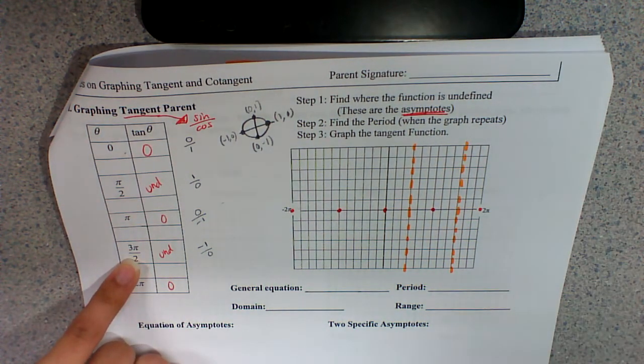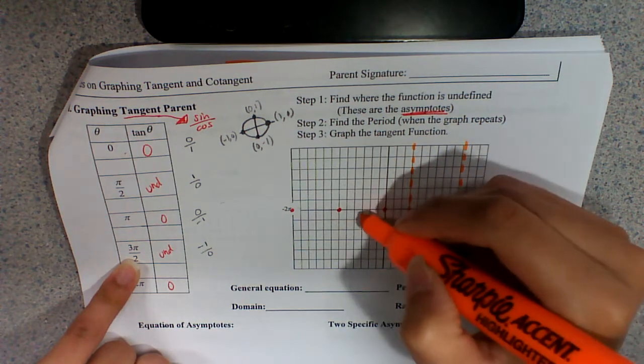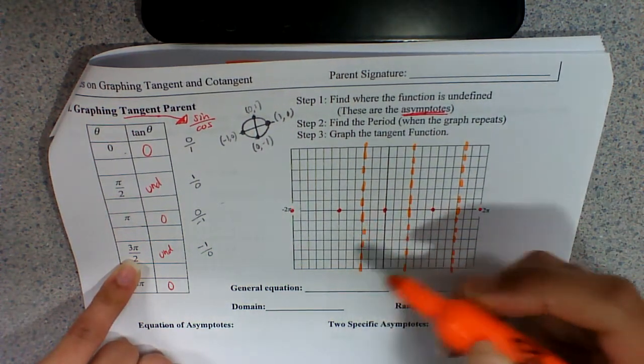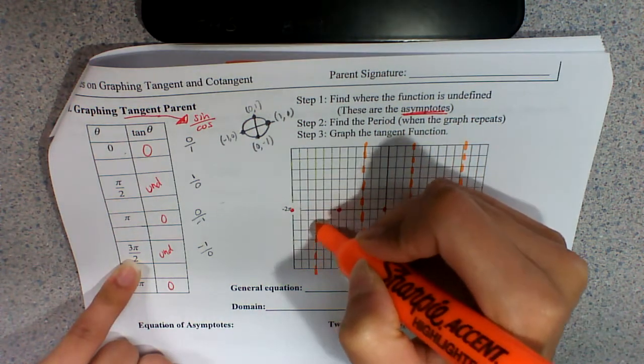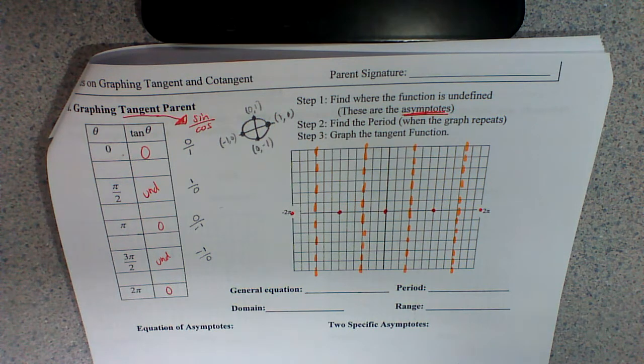And I do know that because I have that point in the middle, at 0, 0, it's going to be the same thing on the left side. So at -pi over 2, I'll have another asymptote. And at -3 pi over 2, I'll have my next asymptote. So there are all of my asymptotes.